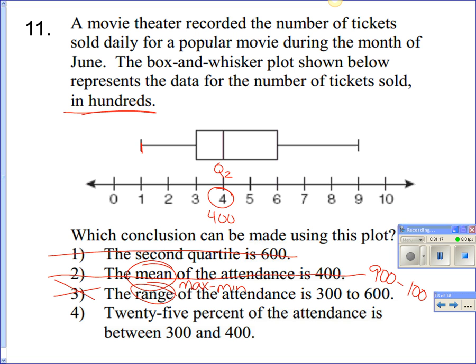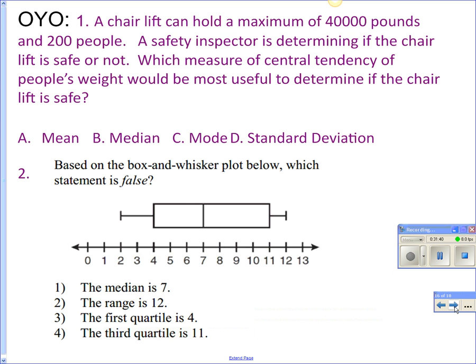So here's 300. Here's 400. Remember, on a box and whiskers, it divides it into 25%. This is 25%. This is 25%. This is 25%. And this is 25%. So there is 25% right there. Okay, so 4 works. All right, OYO time.